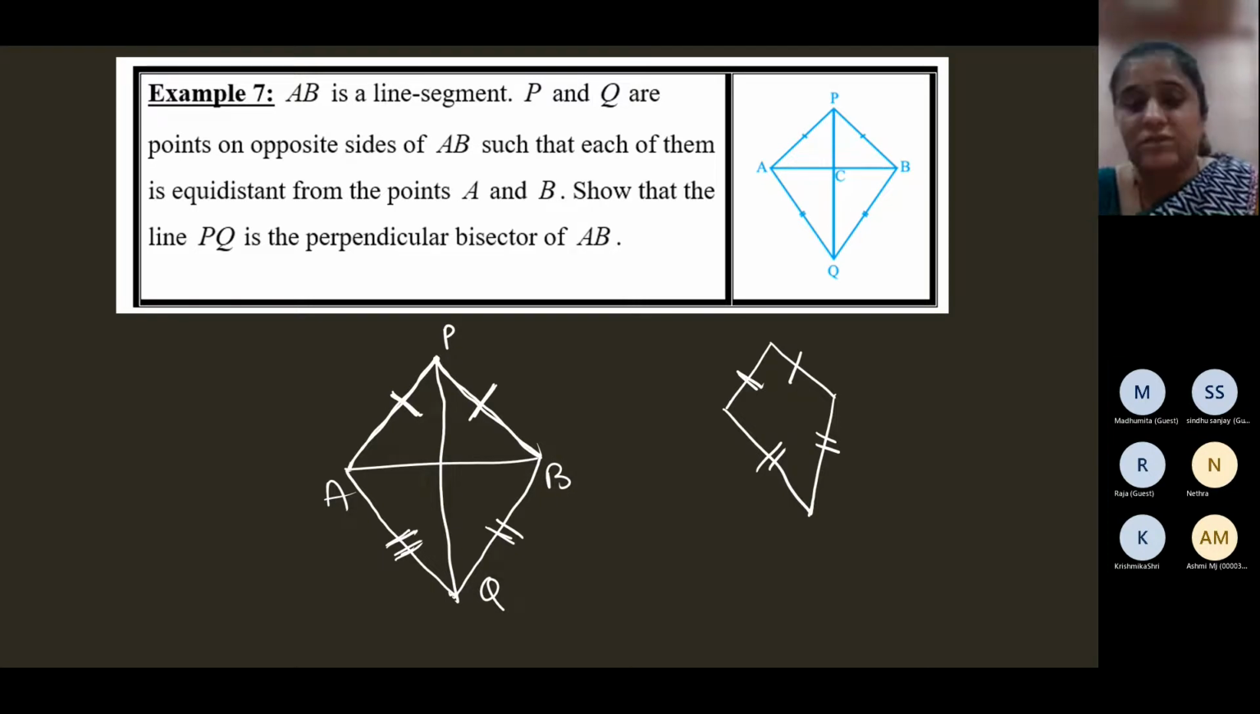So like this, from the one question earlier, we learned the property of the kite, that one pair of opposite angles are equal.